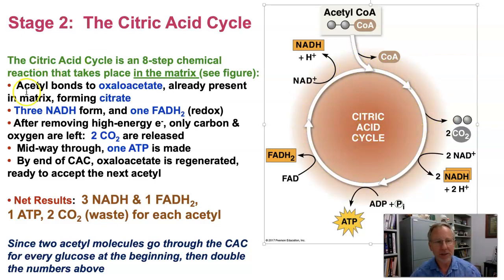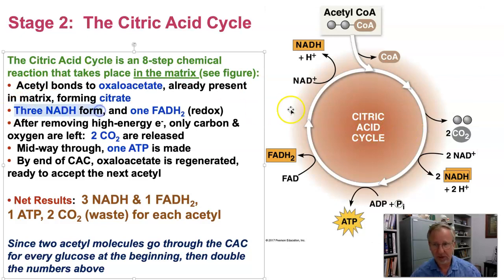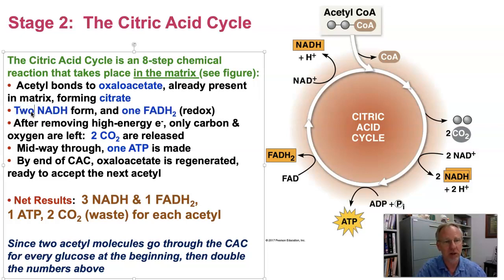So 3 NADHs form through 1 citric acid cycle and 1 FADH2 through oxidation and reduction reactions. So you can see that NADH is made, FADH2 is made, NADH is made. So, whoops, this said on the slide 3, but 2. Fix that. I just noticed that.